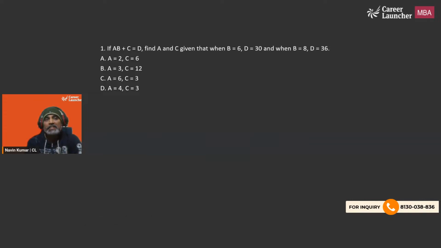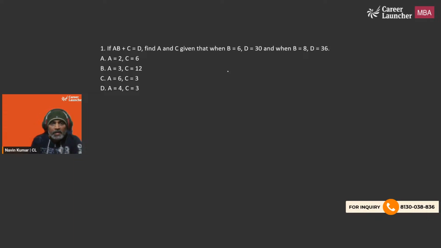If AB plus C is equal to D, find A and C, given that when B is equal to 6, D is equal to 30, and when B is equal to 8, D is equal to 36. So basically, when you solve such questions, CMAT is all about speed and accuracy. The questions are very direct. They are a little calculative sometimes, or they are formula based.